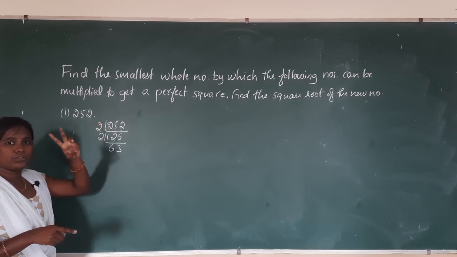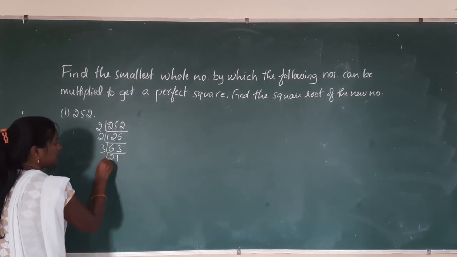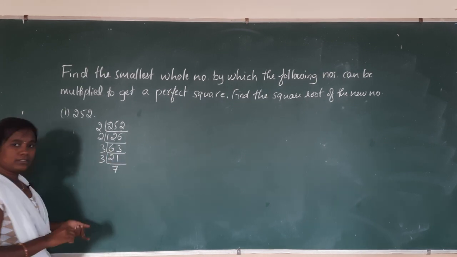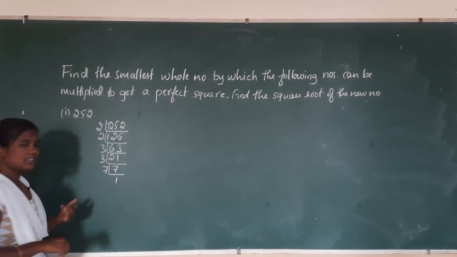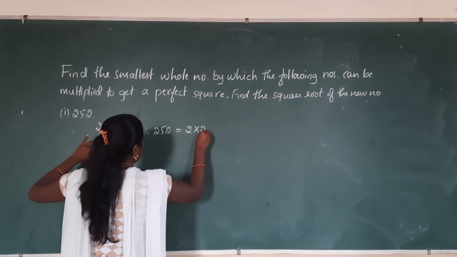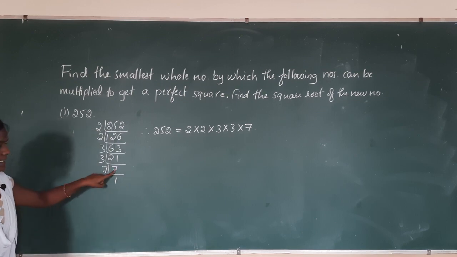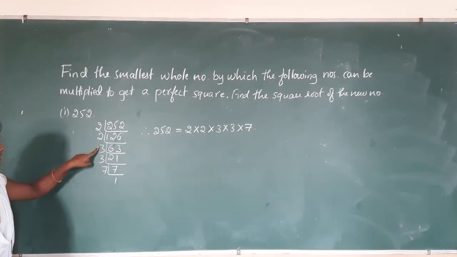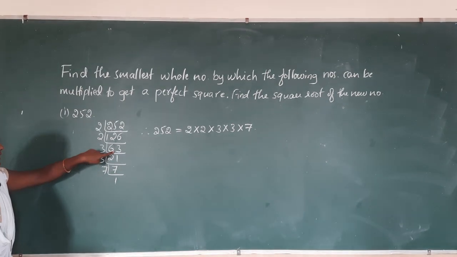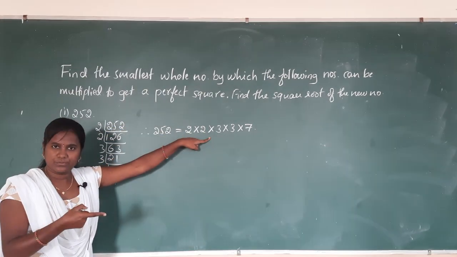It is not divisible by 2, it is divisible by 3. 3 1s are 3, 3 2s are 6, then 3 7s are 21. Then 7 1s are 7, isn't it? So now if you observe 252, what prime factors did you get? Therefore 252 is equal to 2 into 2 into 3 into 3 into 7. Checking: 7 1s are 7, 3 7s are 21, 3 21s are 63, 2 63s are 126, 2 126s are 252. That's what we wrote here.